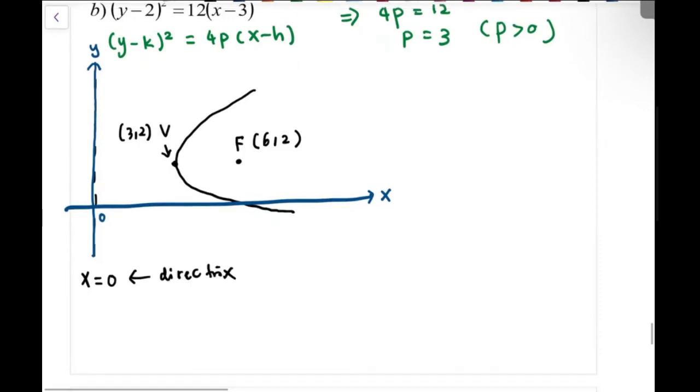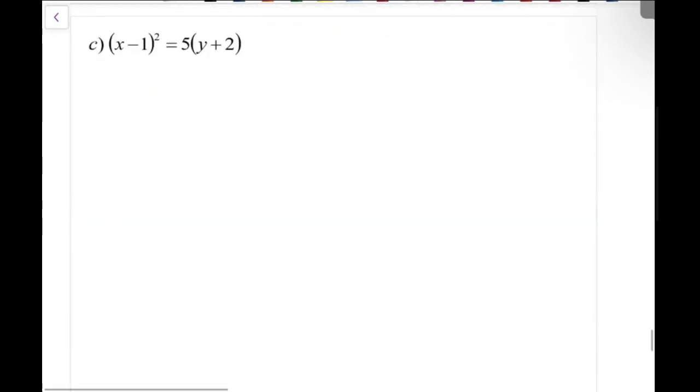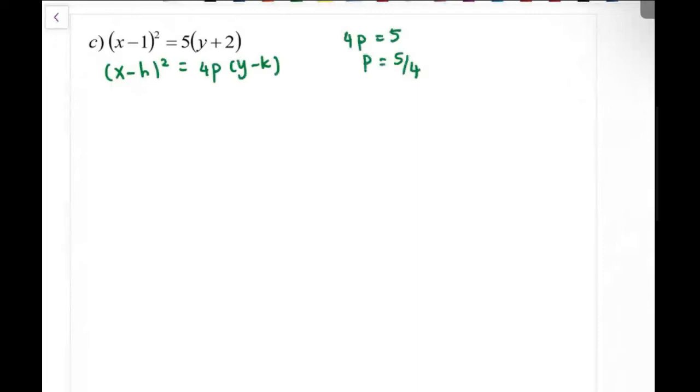Kita cuba lagi. Next one. (x minus 1) squared equal to 5(y plus 2). Okay, sama juga saya compare dengan standard. So, (x minus h) squared equal to 4p (y minus k). So, 4p in this case is 5. P would be 5 over 4. Ada pecahan kat situ. So, hati-hatilah jangan gelabah. Okay, p is 5 over 4.